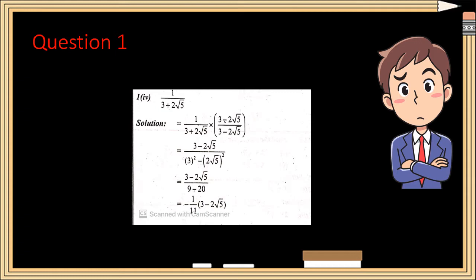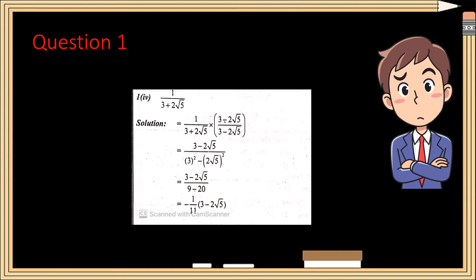So after the multiplication and division we have 3 minus 2 under root 5 divided by, here both of these will be multiplied in the denominator. We have a plus b and a minus b, so it will make a square minus b square. So a is 3 and b is 2 square root of 5. So 3 square minus 2 square root of 5 squared.